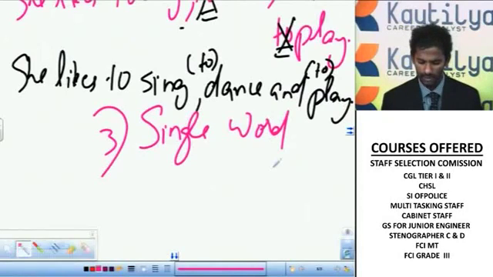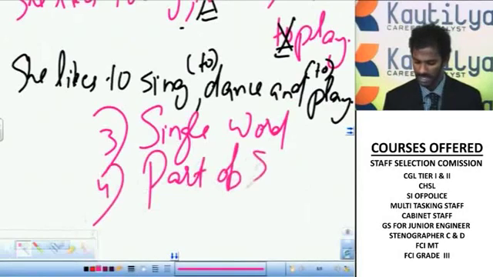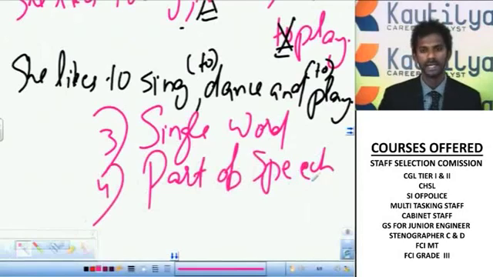And the fourth concept is part of speech. Now we discussed parts of speech last class. Nouns, pronouns, adjectives, verbs, adverbs, prepositions, conjunctions, interjections, right? So third concept is single word and the fourth concept is part of speech, right? As I discussed with you last class, one word can be used in different parts of speech. Sometimes a word can be a noun, sometimes an adjective, sometimes a verb.